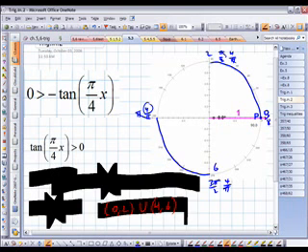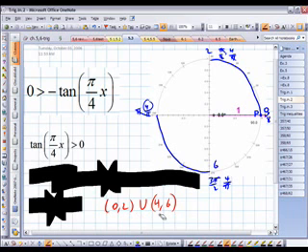So first quadrant's from 0 to 2, third quadrant's from 4 to 6. You don't include the endpoints this time. It's a greater than, not a greater than or equal to.